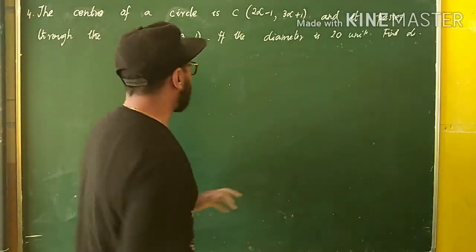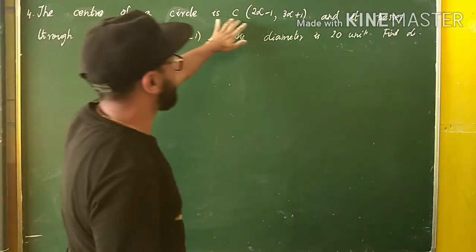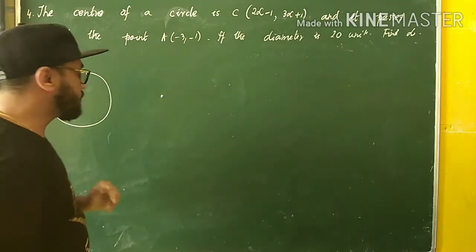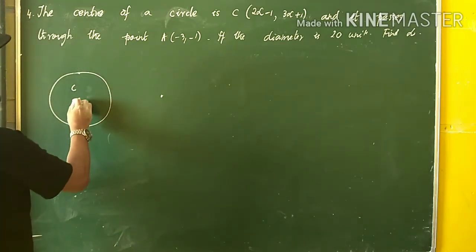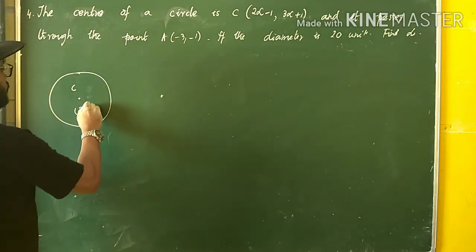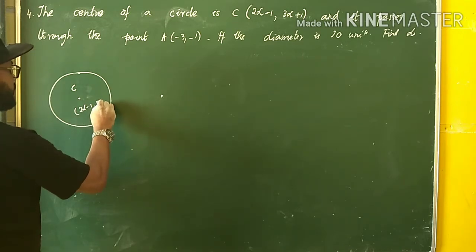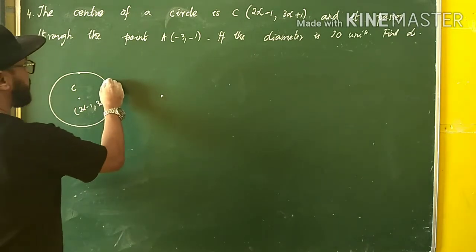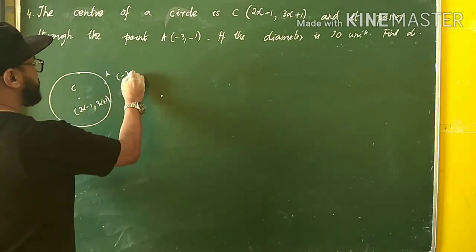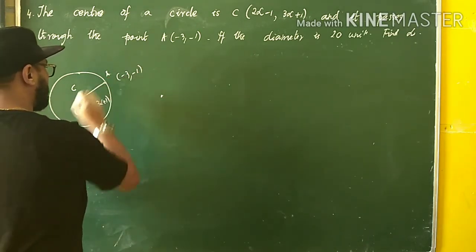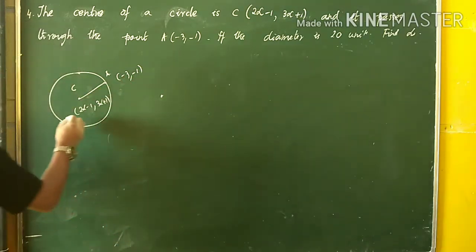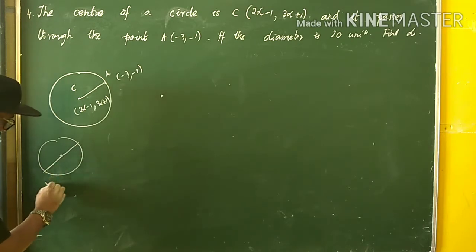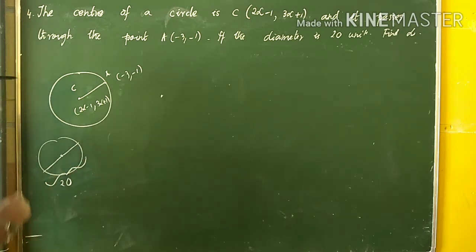So let's take another example. It says the center of the circle is given. Now if you look at the circle, see we are using the distance formula. The center is C, whose coordinates are 2 alpha minus 1 and 3 alpha plus 1. And it passes through the point. So let's take this point as A, which is minus 3 comma minus 1. Okay. Now the diameter. So we know that a line which passes through the center is a diameter. Now this length is 20.